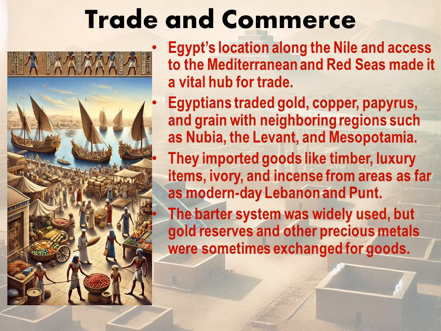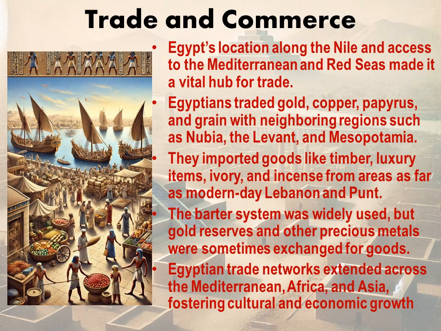The barter system was widely used, but gold reserves and other precious metals were sometimes exchanged for goods. So there was typically a medium of exchange called the barter system. Barter system refers to a business transaction where we exchange goods with goods. Suppose I have rice, I will give you the rice in order to get wheat from you. So that is how the barter system works. But sometimes gold was also used as currency in the Egyptian economy.